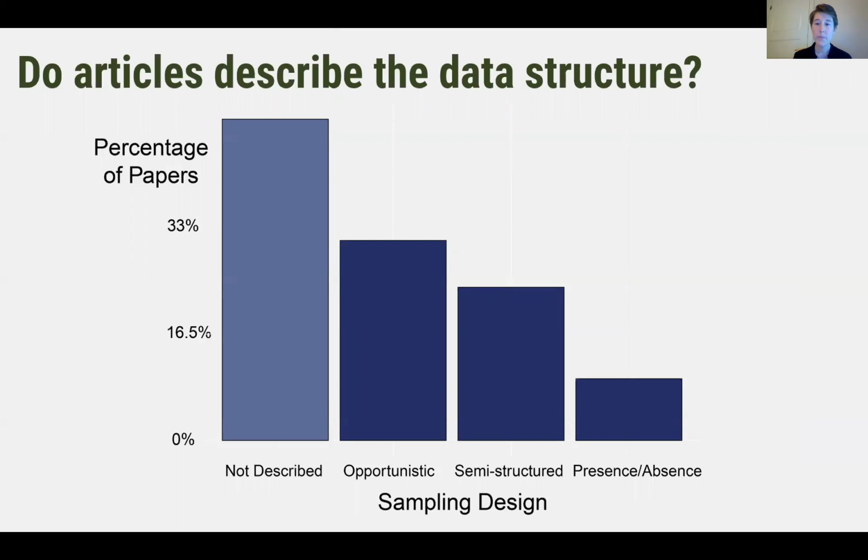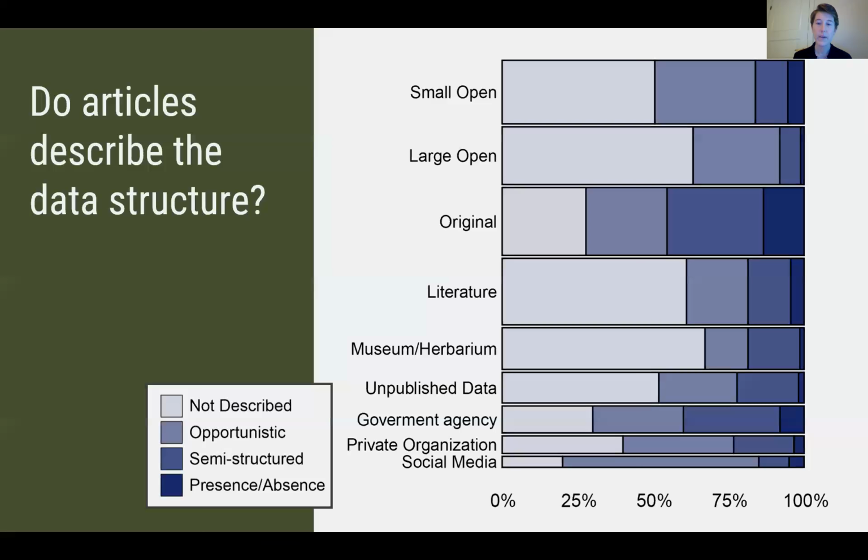It's an important question because information about sampling design, for example, metadata about observer effort, can open doors for more analysis options. So we see here that we found nearly half of articles that use presence-only data do not describe the structure of the data. But of those that do, quite a few have some level of structure that could help inform analysis. The distribution of data structure reporting is relatively consistent among the different data sources.